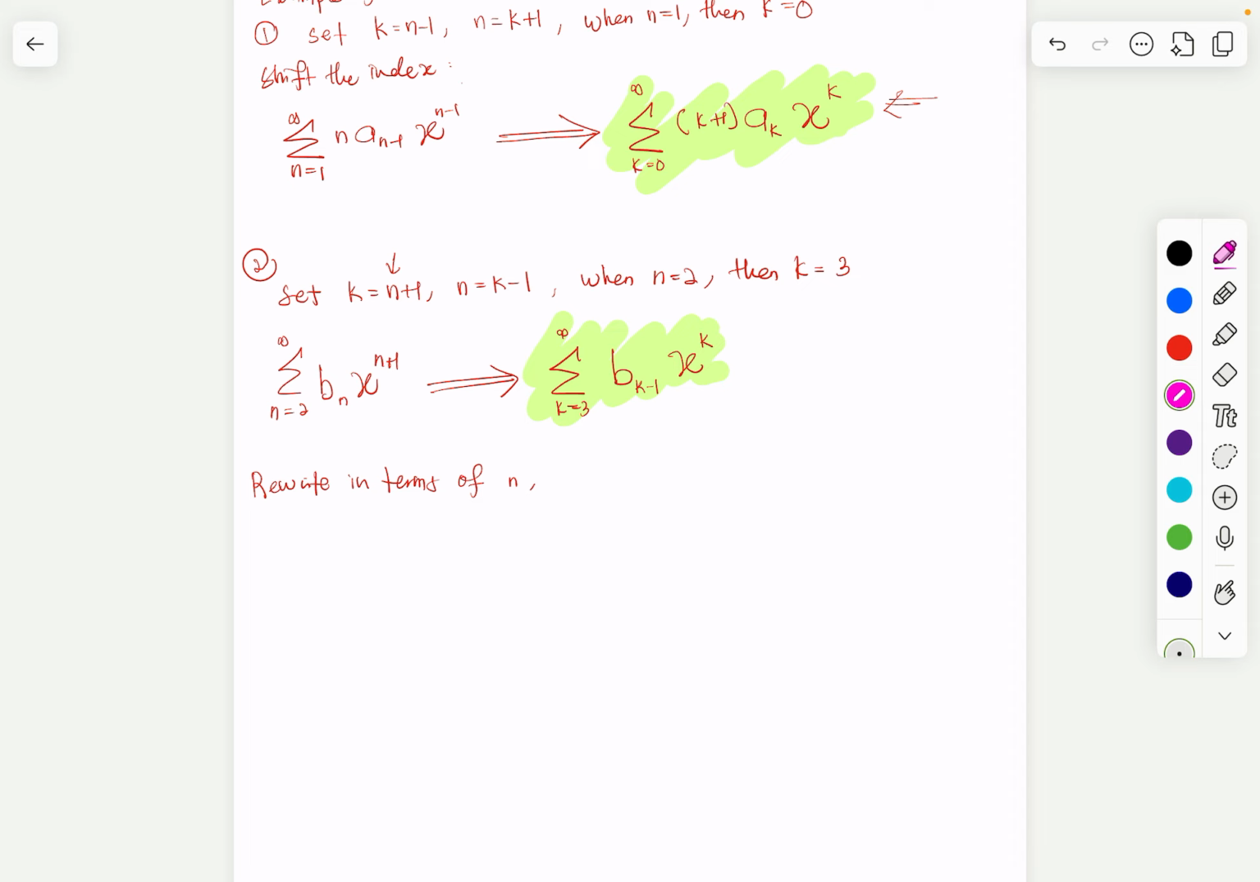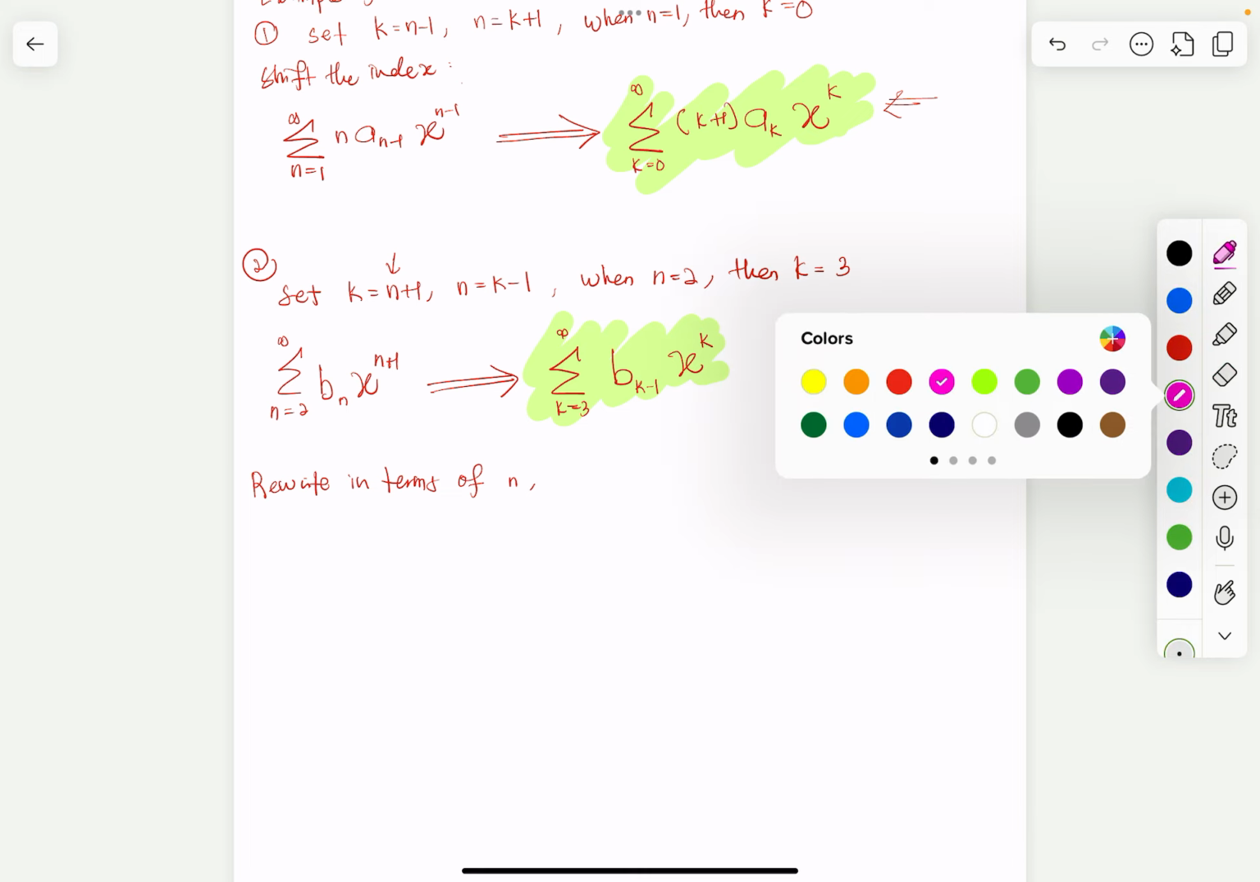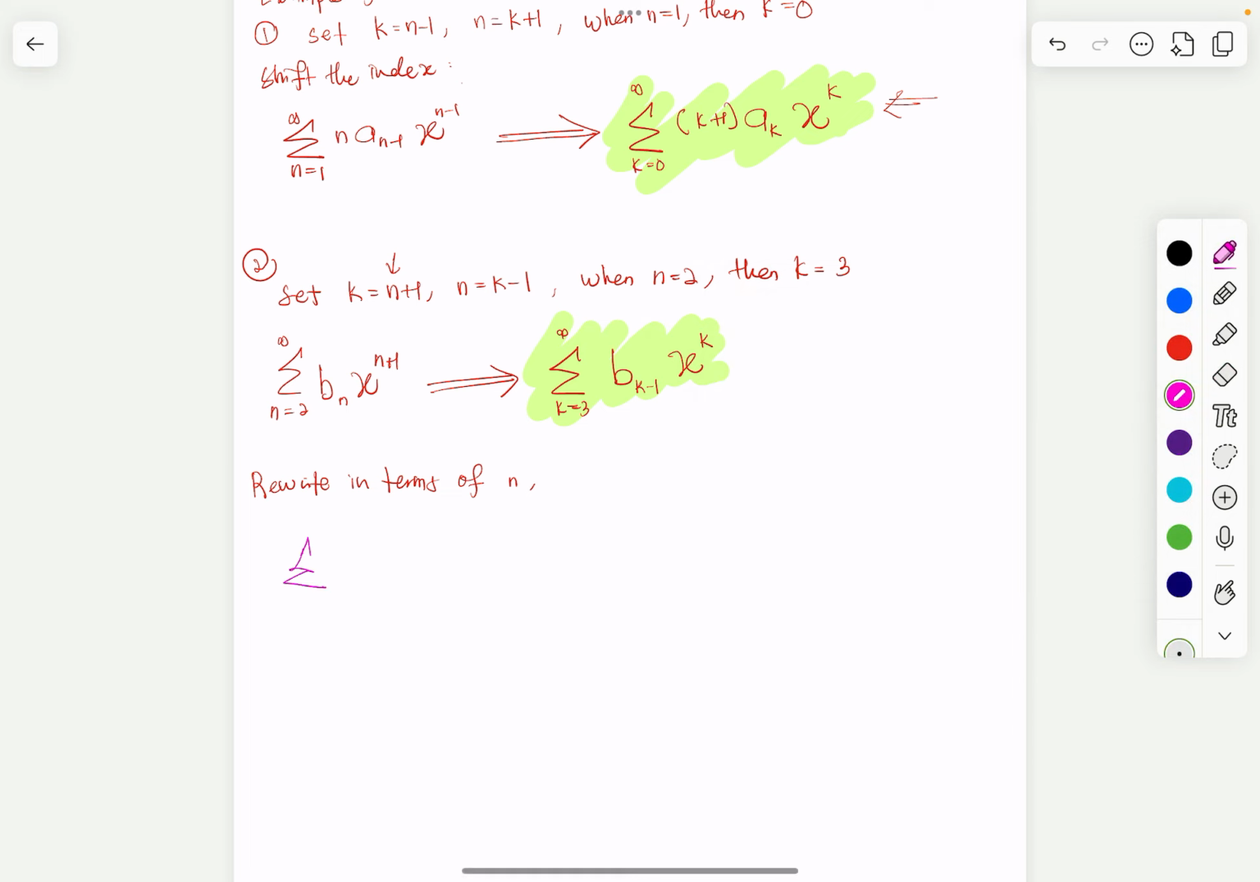Based on what is given to us, this first part would become the sum from n equals 0 to infinity. k plus 1 becomes n plus 1. I just change from k to n, I just change the symbol. So n plus 1 a_n x to the power of n, plus the sum from n equals 0 to infinity of b_n plus 1 x to the power of n equals 0.